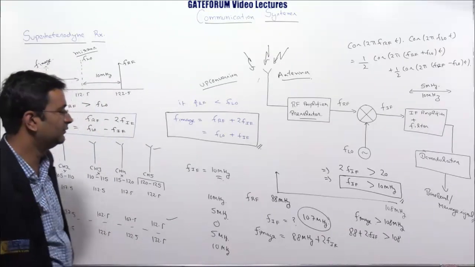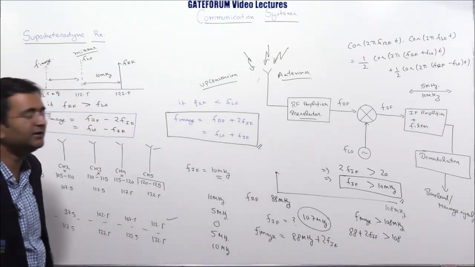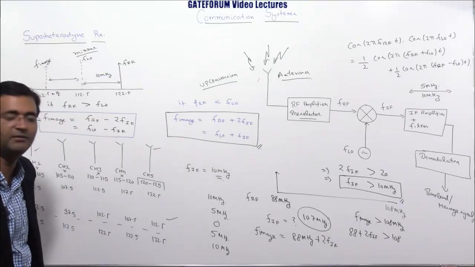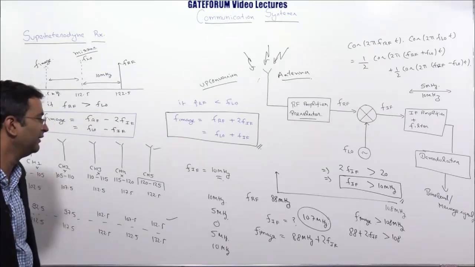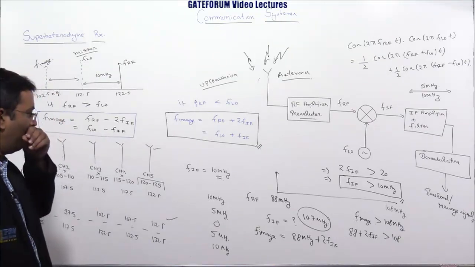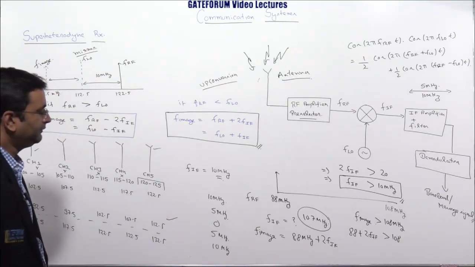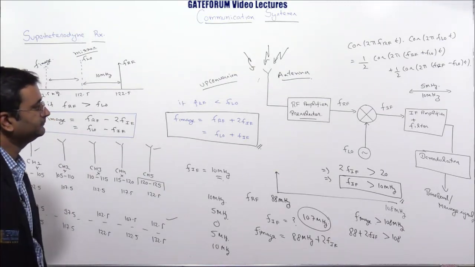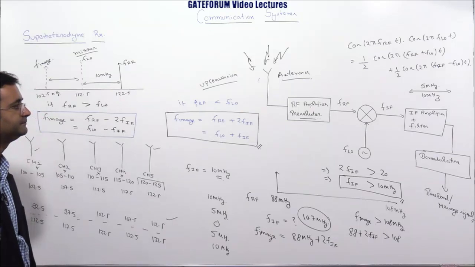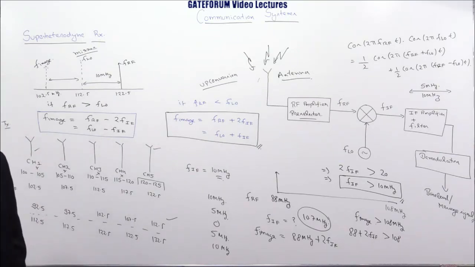So this is one way of selecting the FIF. Now here the filtering and other things are not required, because one filter of 88 to 100 megahertz is just sufficient. Remaining band pass filters are not required. Okay, let's move ahead. Let us take some problems.